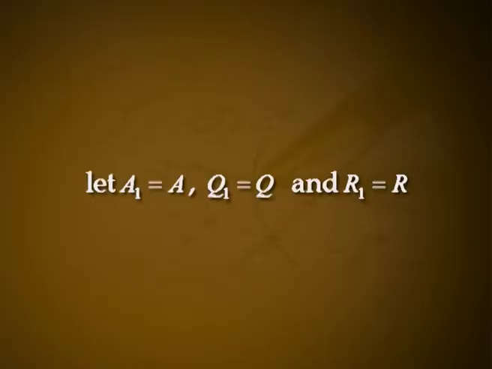This gives Q transpose into A equal to R. Pre-multiplying by Q gives A equal to Q into R. Before discussing the method of constructing P_i matrices for the factorization of A as Q into R, we described the way for finding eigenvalues of A through its factorized form as Q into R. For this, let A1 equal to A, Q1 equal to Q and R1 equal to R.